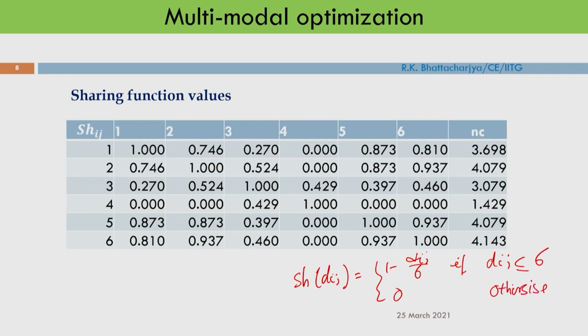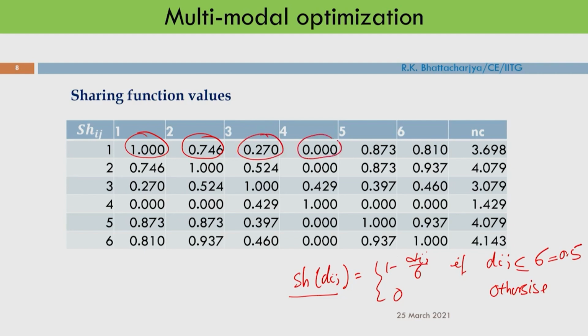Okay. Now, you can see that the distance between 1 and 1 is 0. So, therefore, Dij is 0, and the sharing function value is 1. Here also the distance is less than sigma. In this case I have taken sigma equal to 0.5. So, here it is less than sigma, and you are getting 0.746. Here also it is less than sigma, so you are getting 0.270.